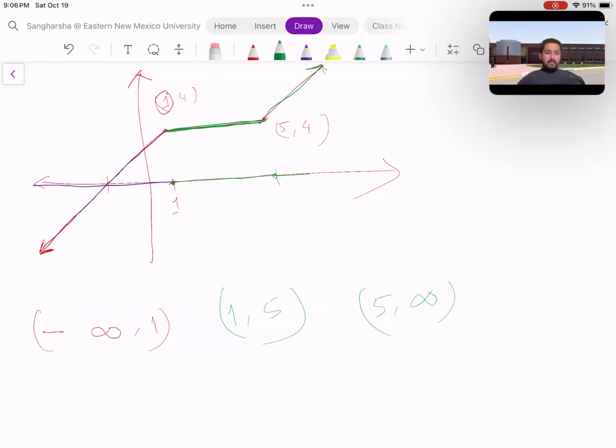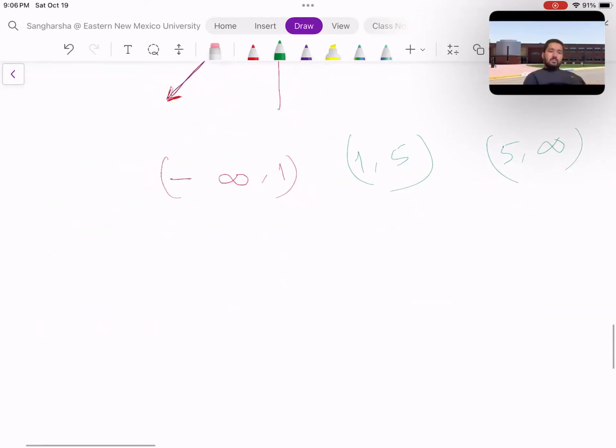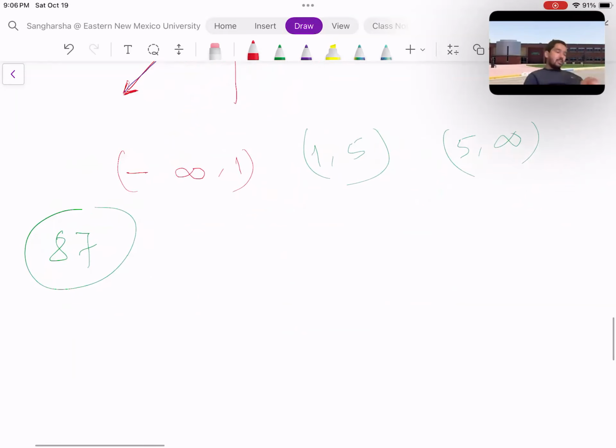85, 87. Okay, what do we have here? 87. In 87, you are asked to find the average rate of change of f. The formula will be given to you. Okay, so for 87, you are asked to find the average rate of change of a function in the interval 3, 4. So we have this interval.